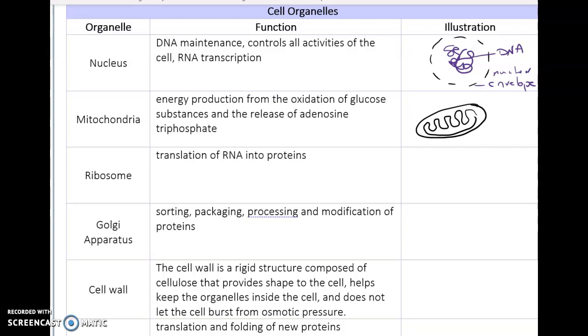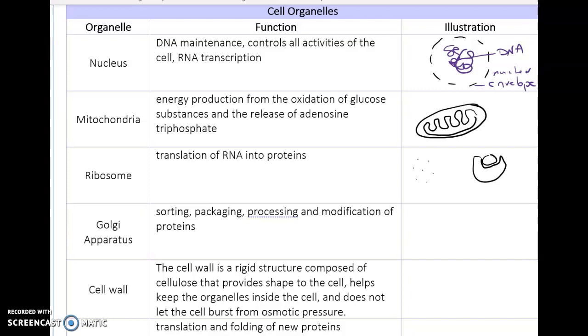Ribosomes are important for proteins. They turn RNA into proteins by linking up those amino acids. Generally, you might draw it as just little dots in a cell. But if you were to draw it closer, it's actually got a small subunit and a large subunit which sort of wraps around it, and that's how the RNA feeds through.